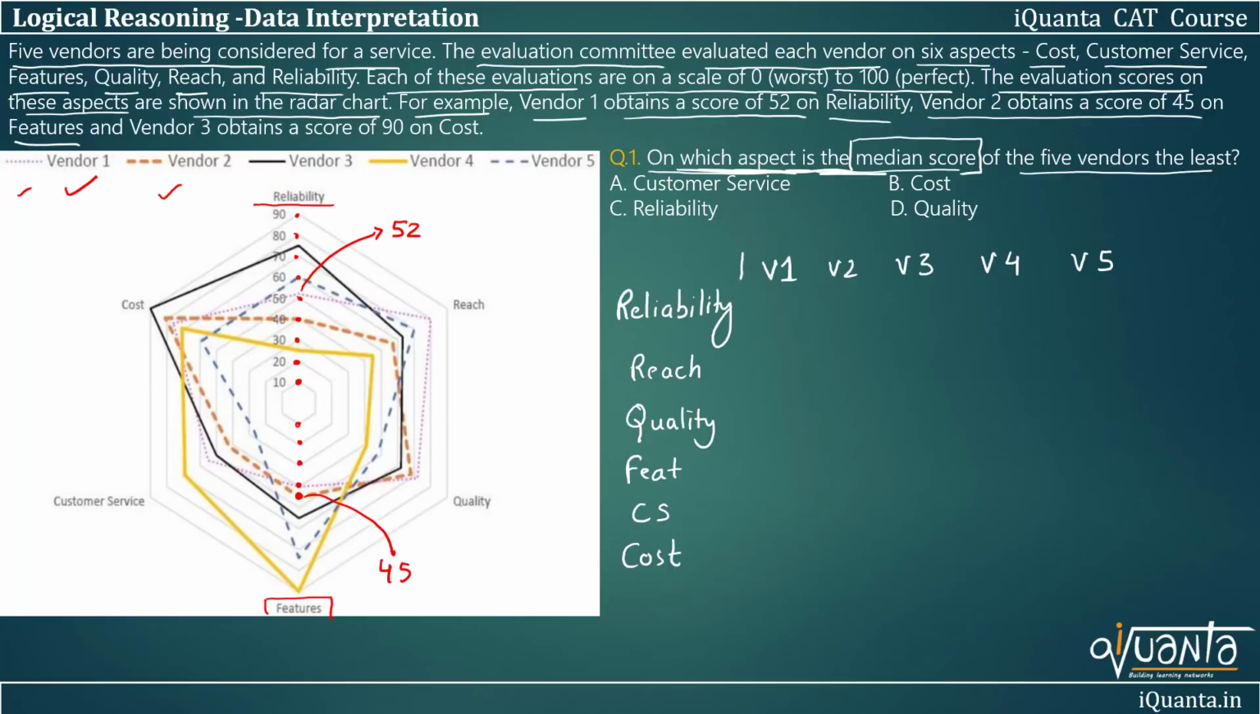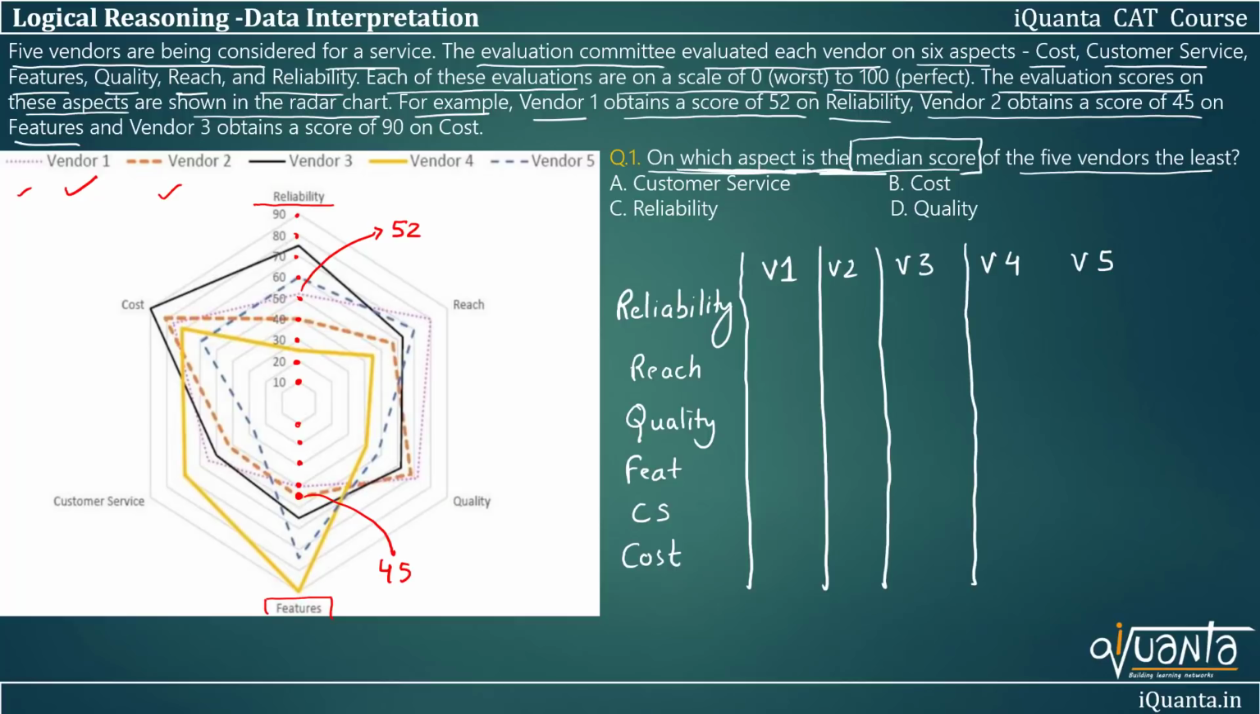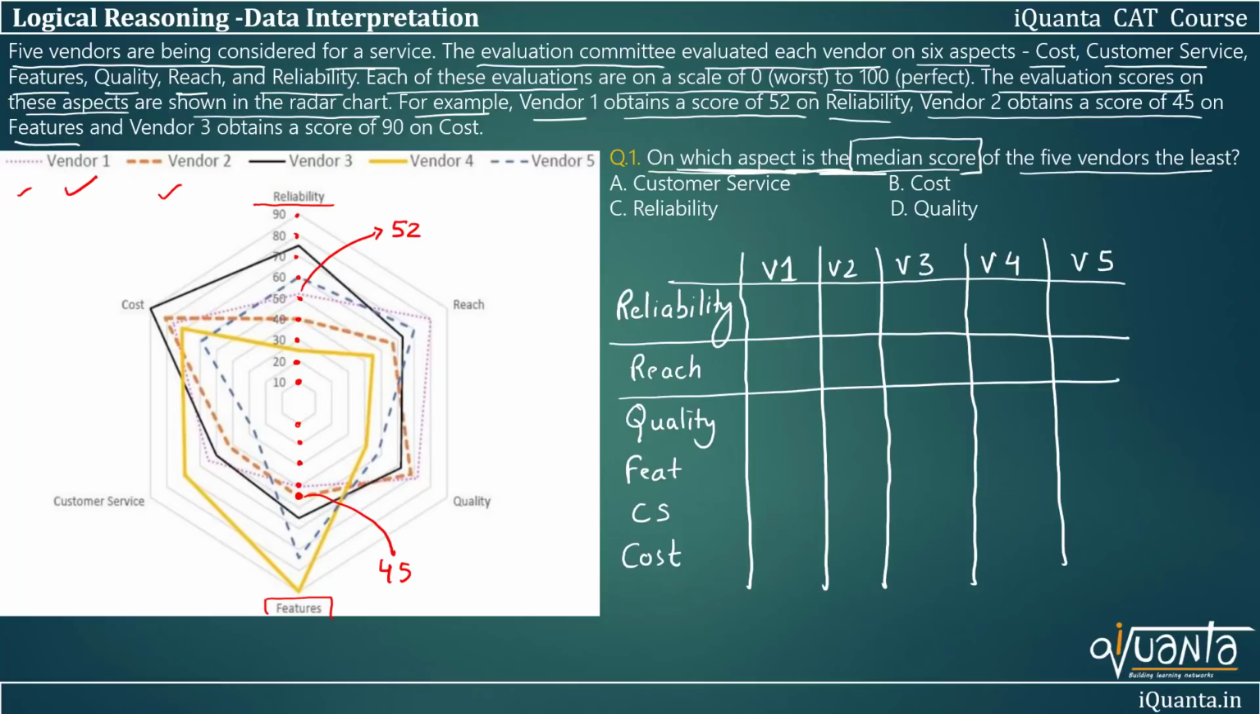So now a table is the best representation in which we can relate the score of vendors in each aspect. So this will be our table here. I hope this is understood. You always have to choose that particular representation in which you can easily read and relate the data.